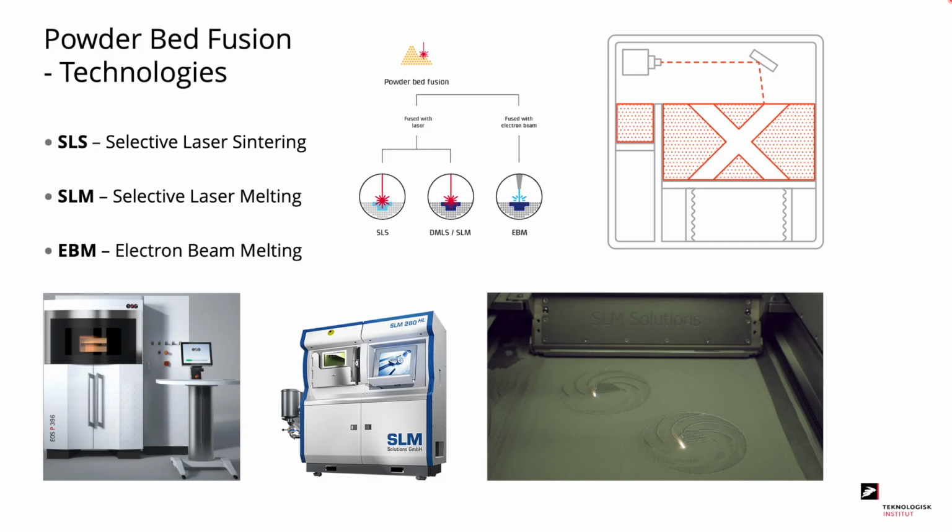The powder bed fusion technology can be subdivided into three main categories: SLS, known as selective laser sintering, SLM, known as selective laser melting, and EBM, known as electron beam melting. The principle behind all three subcategories is the same. We are either applying a laser or electron beam to a powder bed. The powder can be either polymer, which is used typically for selective laser sintering, or metal, which is used for SLM and EBM. We here have a video showing the SLM process.